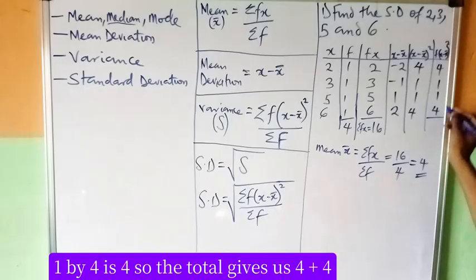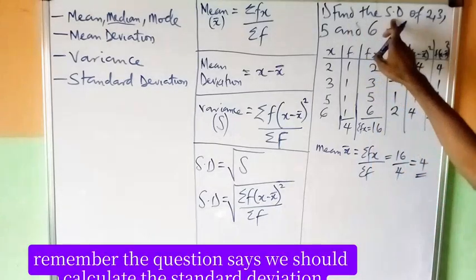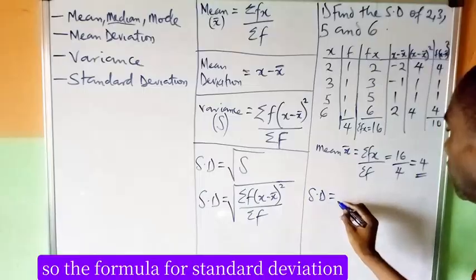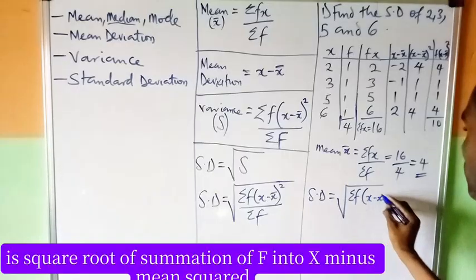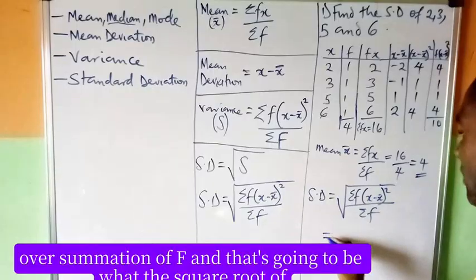So the total gives us 4 plus 4, 8, 9, 10. Alright, so now we can go back to our formula. Remember the question says we should calculate the standard deviation. So the formula for standard deviation is square root of summation of f into x minus mean squared over summation of f, and that's going to be what?